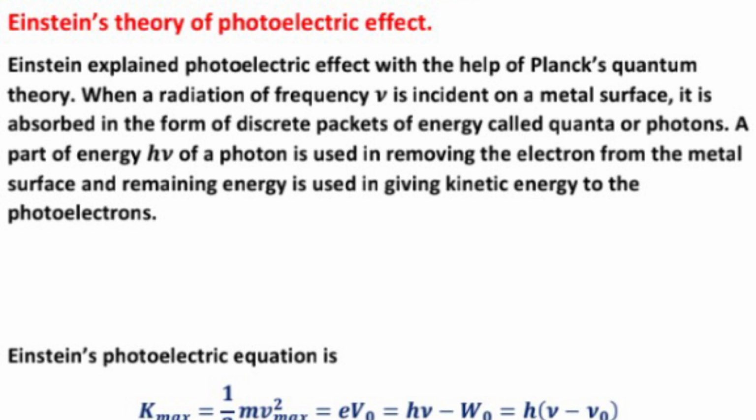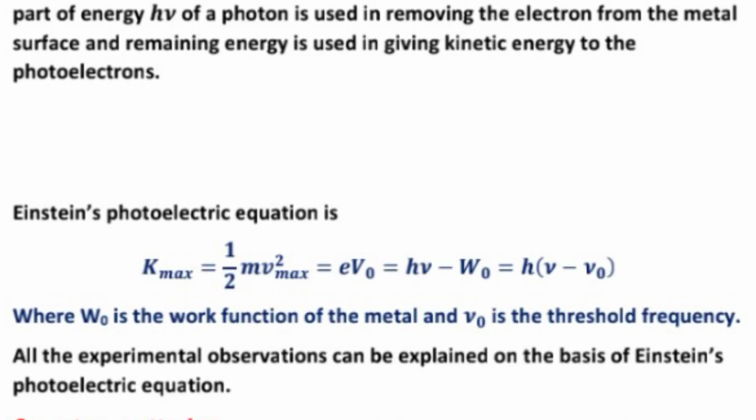A part of the energy h nu of a photon is used to remove the electrons from the metal surface, and the remaining energy is used in giving kinetic energy to the photoelectrons. Einstein's photoelectric equation is K maximum equal to half m v maximum square, which will be equal to eV0, and it will be h nu minus W0, that is h times nu minus nu 0, where W0 is the work function of the metal and nu 0 is the threshold frequency. All the experimental observations can be explained on the basis of Einstein's photoelectric emission.